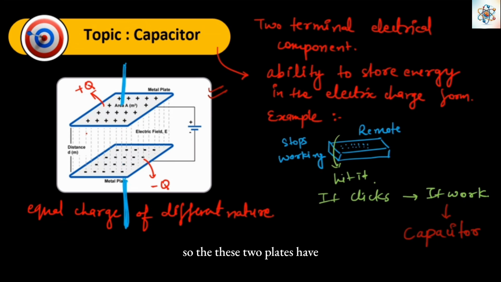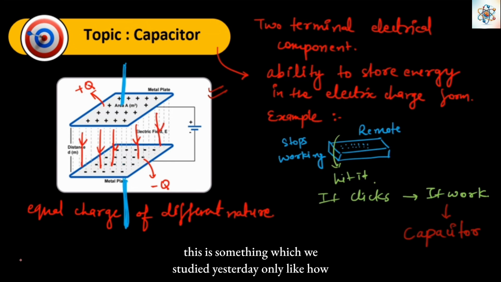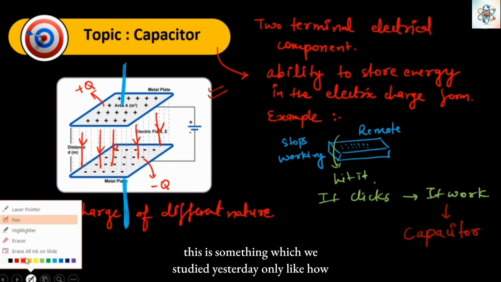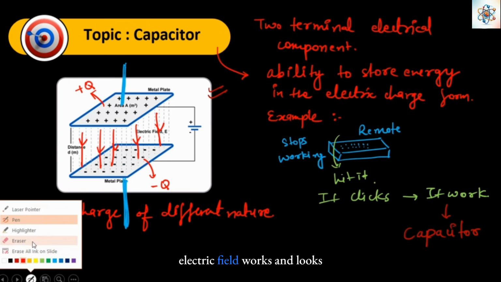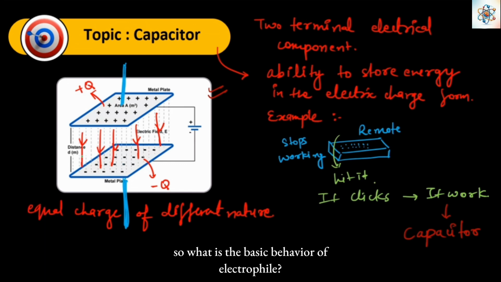So these two plates have equal charge, but of different nature. And because of that only, there exists an electric field. This is something which we studied yesterday, like how electric field works and looks. So what is the basic behavior of electric field? Why is it existing here?